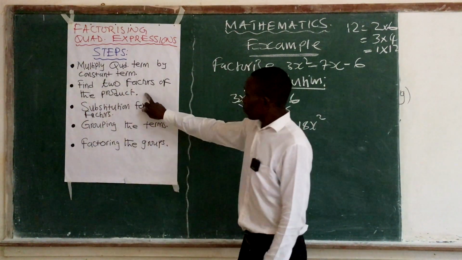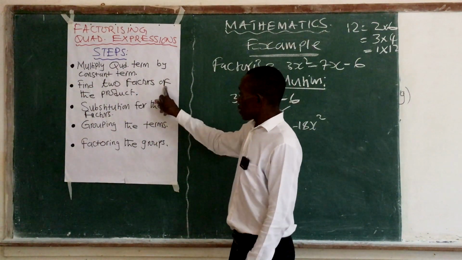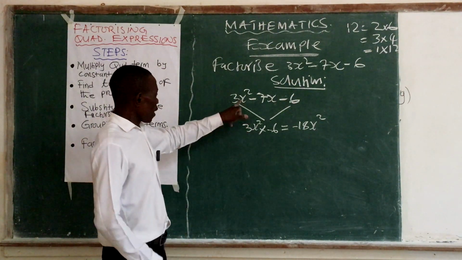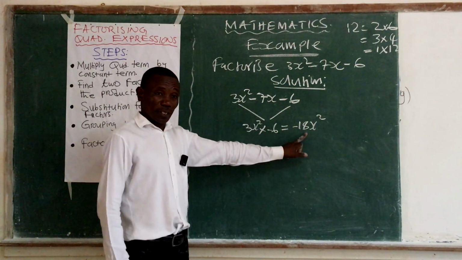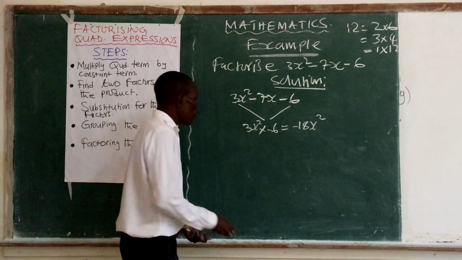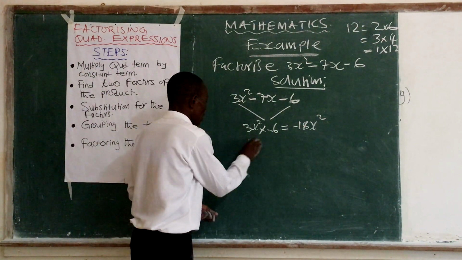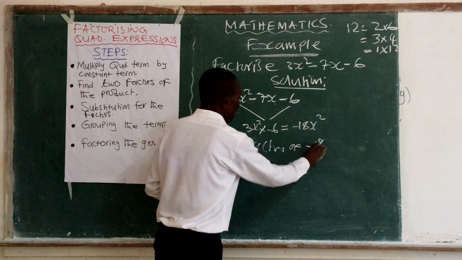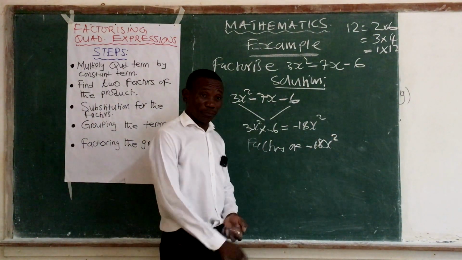Step number 2 is to find the factors of the product. Like here, I was multiplying this by this to get this. So step number 2 simply means I have to find the factors of negative 18x squared.